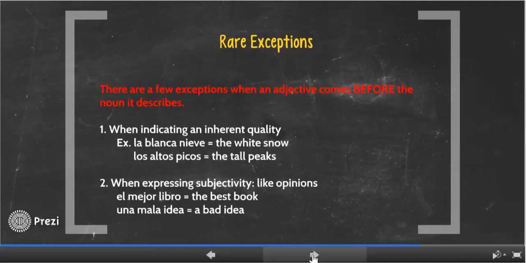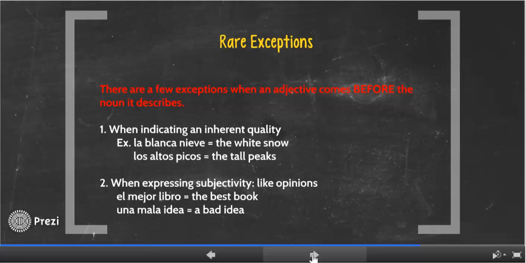Okay, so, like I said, you usually put the adjective after the noun it describes in Spanish, but there are a few rare exceptions where that is not the case. So there are a few exceptions when an adjective comes before the noun it describes, just like it would in English. So the first time is when you are indicating an inherent quality. An inherent quality is just something that is normal for someone, something that is how they really are all the time, or how something is all the time. It's just part of what it is, right?